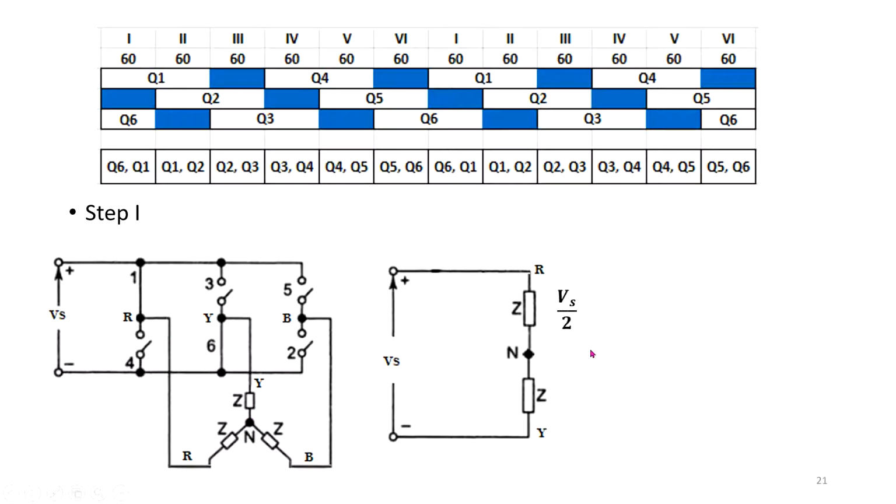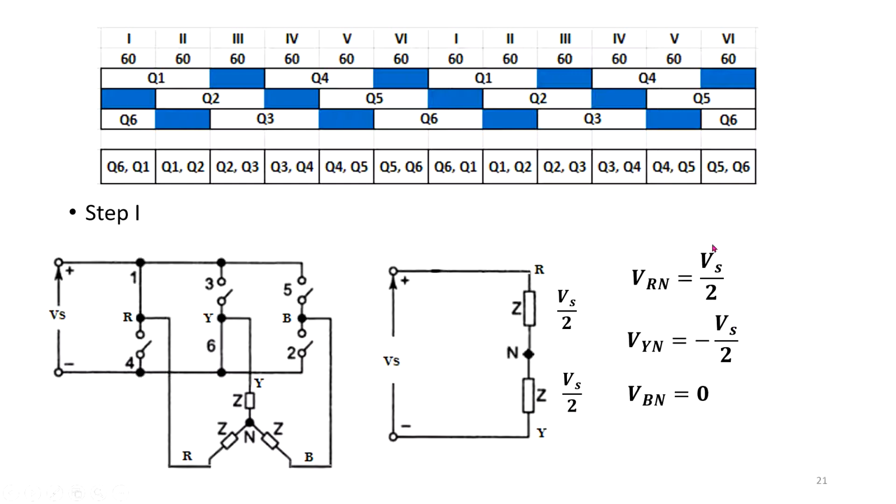And what will happen? The source voltage is divided half by half, because the impedances are equal. Vs by 2, Vs by 2, and you have an output voltage like that. Let's derive the phase voltages and the line voltages. From R to N, this is Vs by 2. From Y to N, minus Vs by 2, this minus is relative to the reference point. And VBN, since these two switches are open and there is no connection, there is no voltage across this.